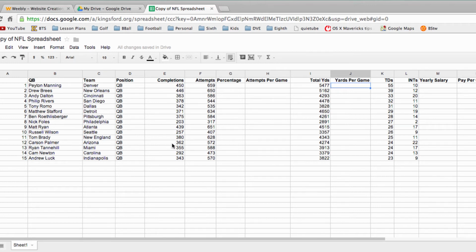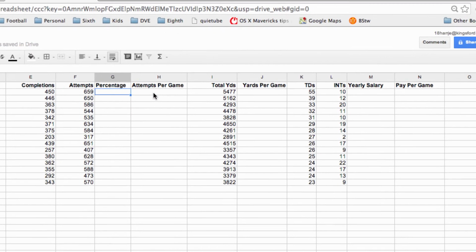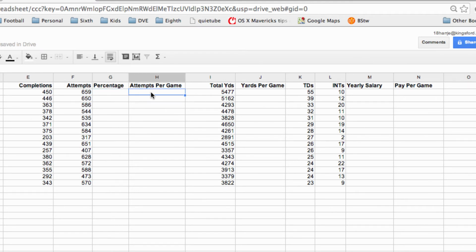And then how many completions? That's how many passes they actually completed to a receiver or running back. Attempts, that's how many throws they made. And this is, again, a 16-game season, no postseason. So our job is to calculate their percentage, their attempts per game. The total yards, that's the total number of yards they threw for in a 16-game season. So we're going to use that number plus our knowledge of how many NFL games they play in a year to calculate the yards per game. When we're done with those three columns, really we're done for the day.